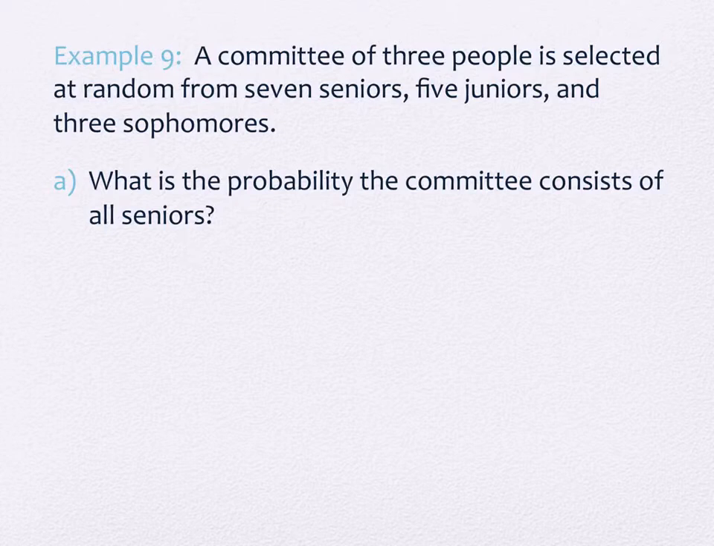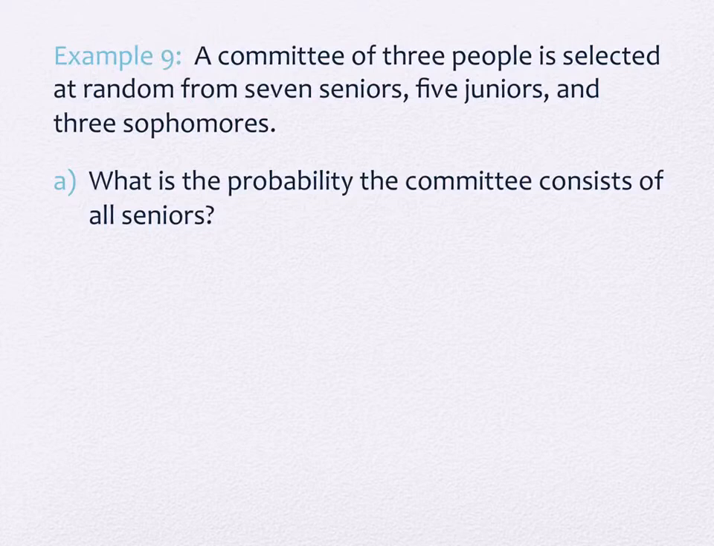This question looks a little bit more like some of the questions you're going to see in your homework where they just jump to question C and they're going to assume that you know what to do with the A and the B, quote unquote, that are sort of inherently needed but not asked for. So let's read through that and you'll see what I mean. We have a committee of 3 people that we're selecting at random from 7 seniors, 5 juniors, 3 sophomores. We want to know the probability that the committee consists of all seniors.